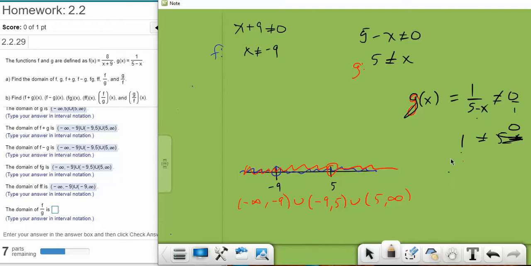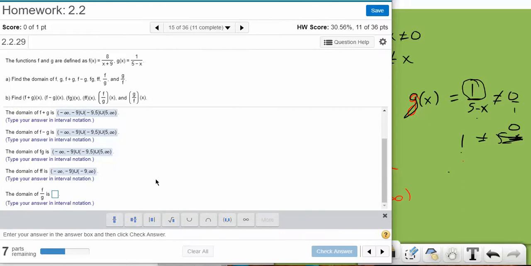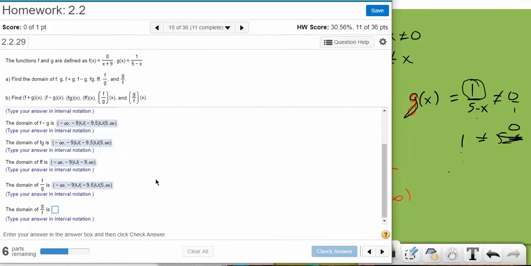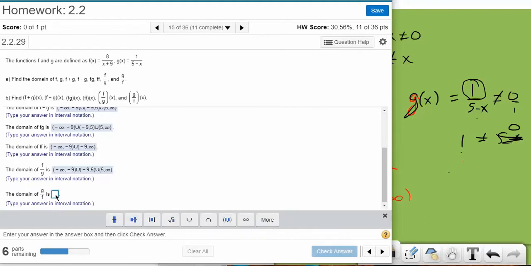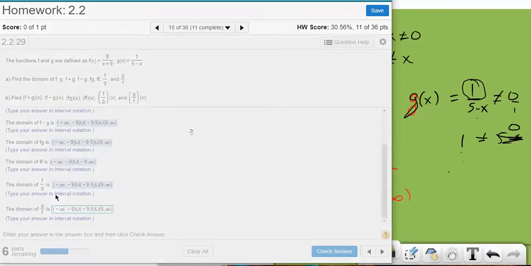And another way to think about it: for a fraction to be 0, it's what makes the top equal to 0, right? 1 can never equal 0. So we don't throw out anything extra. So basically, it's just going to be the same. And same thing for f, with the same reasoning: what makes the top equal to 0? Well, 8 can never be 0, so we don't have to worry about it. So that's going to give us the same domain.